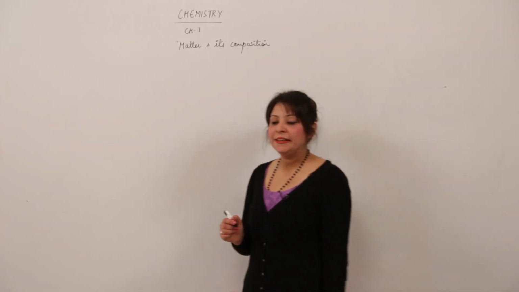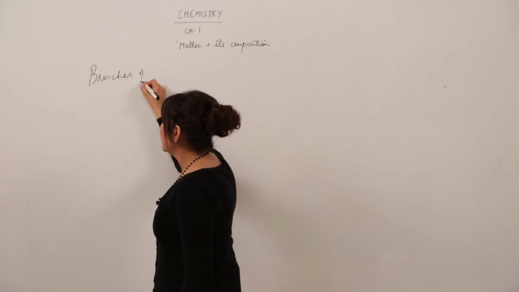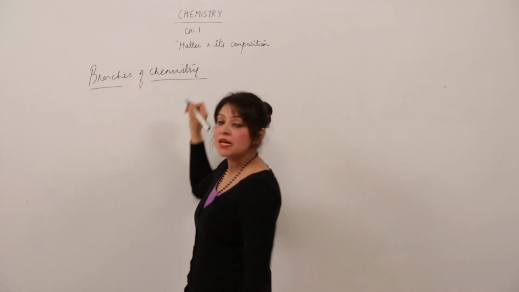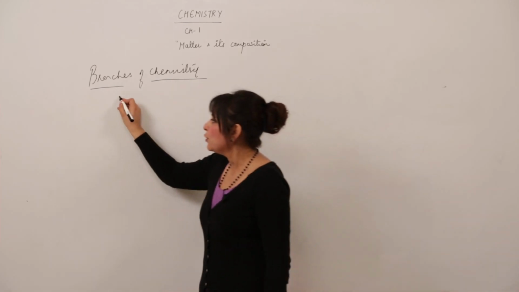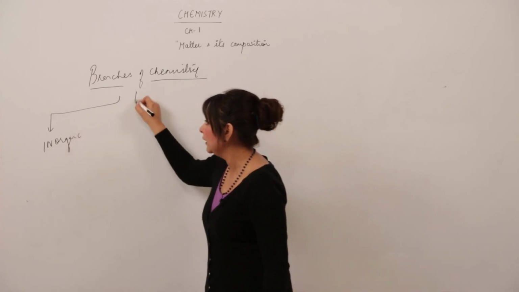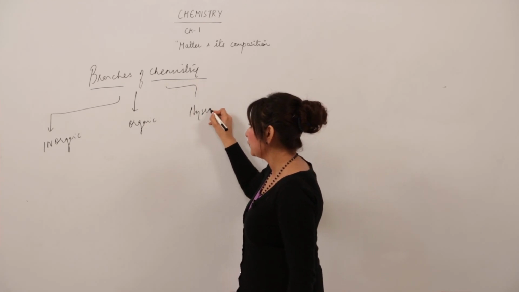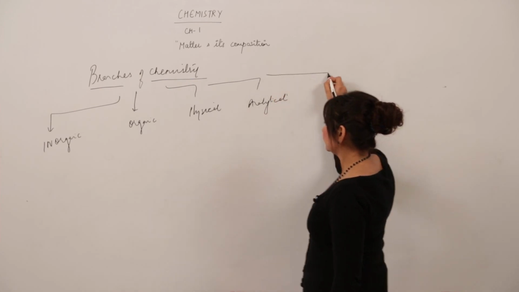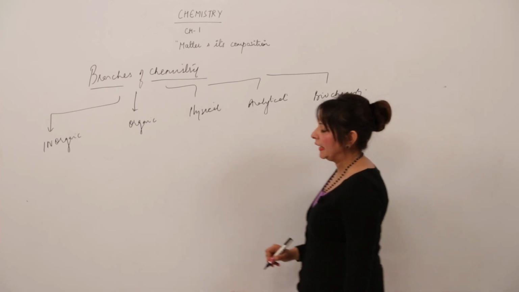Now we are going to study about branches of chemistry. Chemistry has many branches. It is not a single branch. It has many branches so that it can cover all areas. It is divided into inorganic chemistry, organic chemistry, physical chemistry, analytical chemistry, and biochemistry. Now, what are these branches exactly?